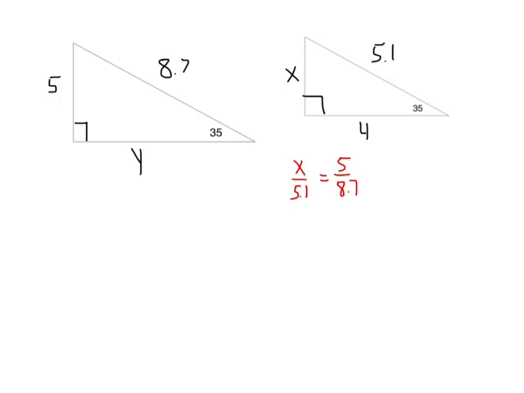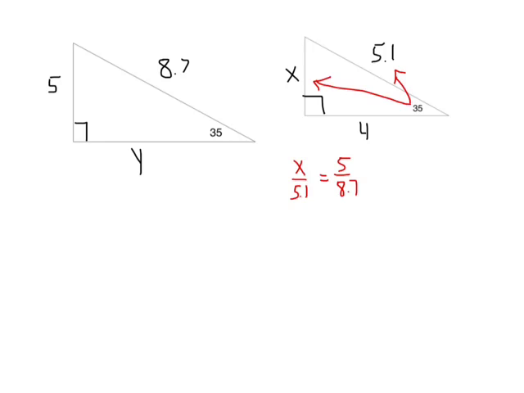And notice we took this side that is all the way on the opposite side. This x was all the way on the opposite side from 35, and then we took the hypotenuse 5.1. That's where we got our ratio. And we did opposite over hypotenuse. That has to be equal to opposite over hypotenuse here.